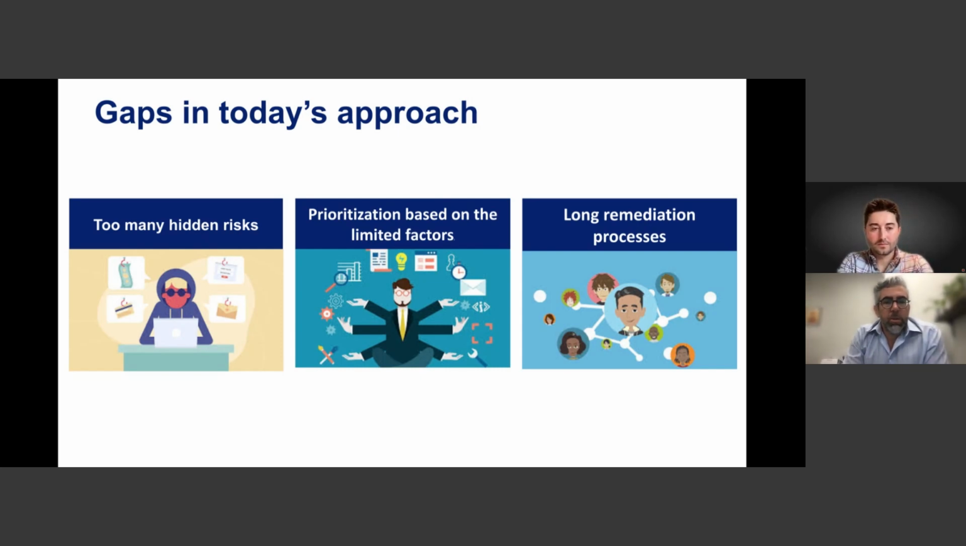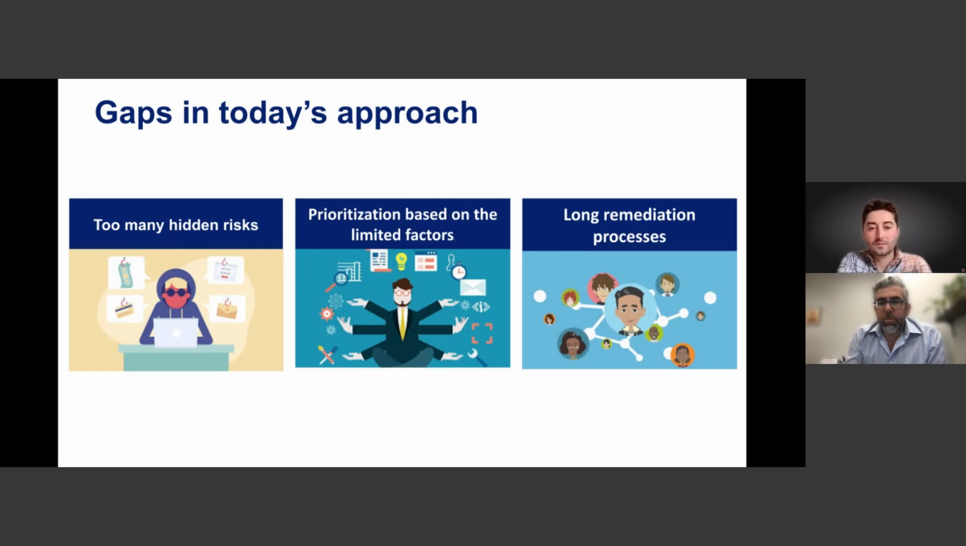So next one is around prioritization. Once we have a list of issues to handle, and we are limited with the team and budget, how can we prioritize better? Attackers don't use the CVSS, the Common Vulnerability Scoring System, right? Whenever they have to decide what to exploit next.